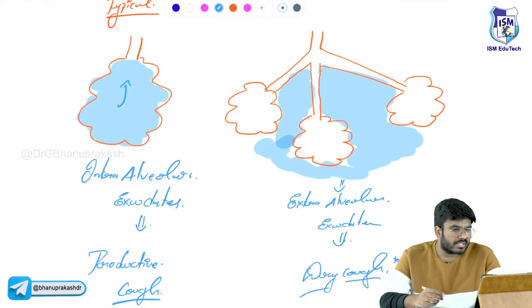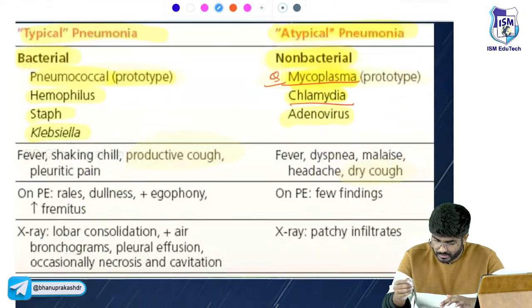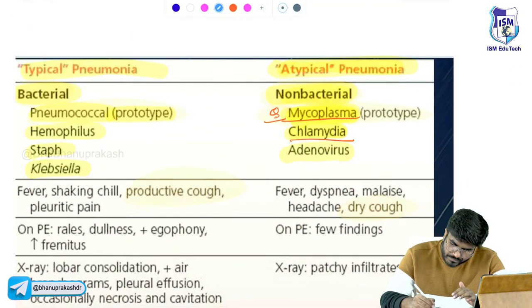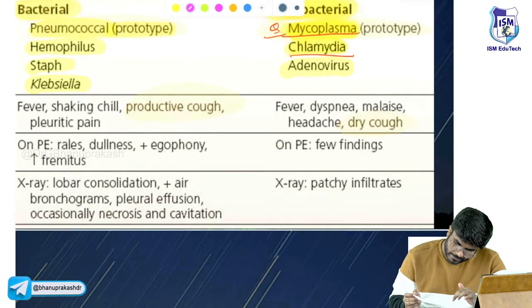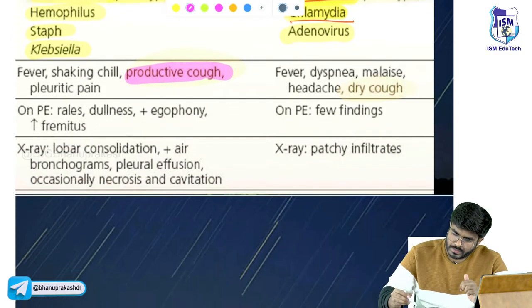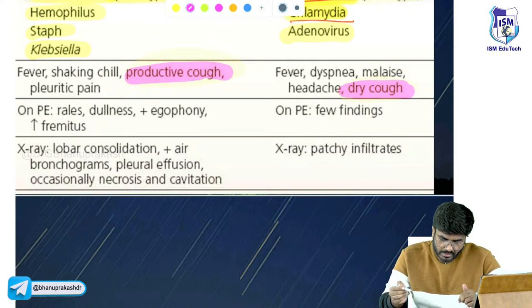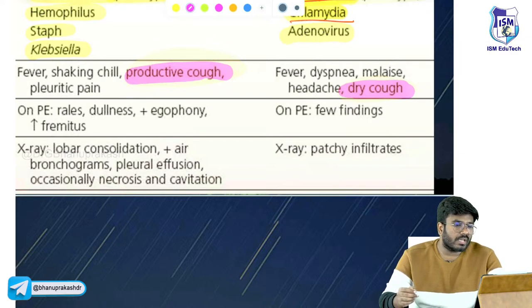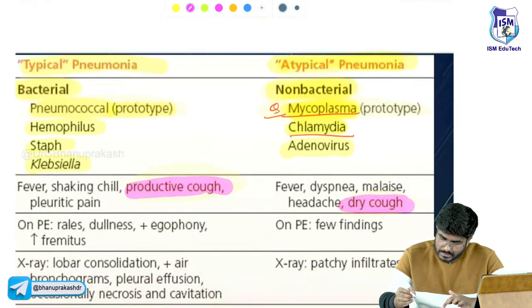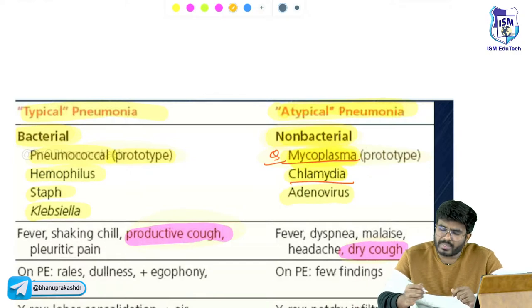Now, after this, one more important point. Look here. Productive cough is seen in typical pneumonia. Dry cough is seen in atypical pneumonia. After this, what else should I teach you? What is the most common cause of atypical pneumonia?